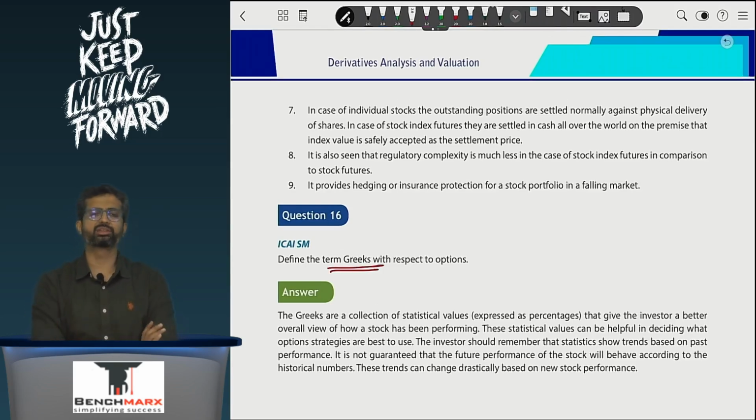Greeks are nothing but factors, can be delta, gamma, vega, theta, rho, which measures how much a premium changes in response to the change in a particular factor. Like delta measures response to share price, vega measures response to volatility, rho measures response to rate of interest, and so on. Are we clear with this?